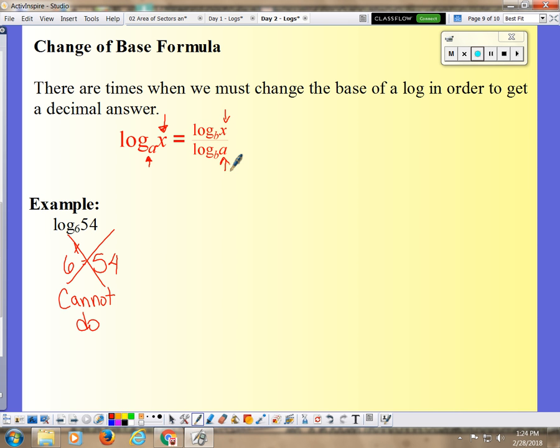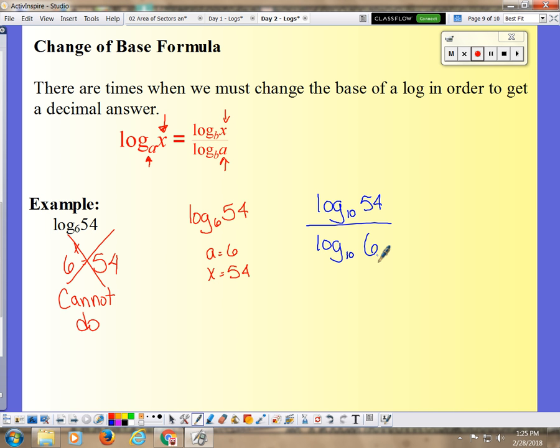Now, let's be smart. What do we want our little b, or our base, to be? Well, we want it to be base 10 because we can put that in our calculator. So for the log of 54 base 6, a here is 6, x here is 54. When I plug that into my formula, I'm going to have the log base 10, remember I said use 10, and we're going to put the x on top, so that's log of 54, over log base 10 of 6.